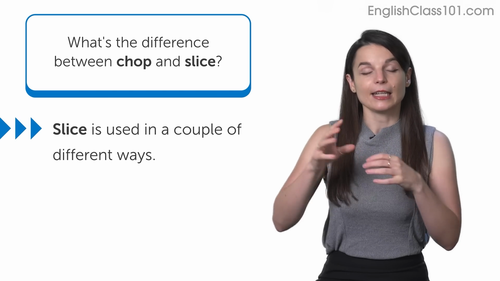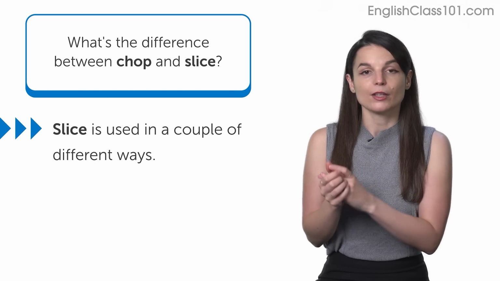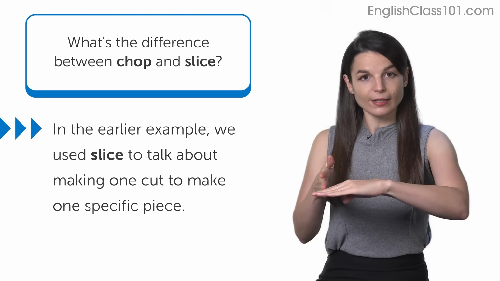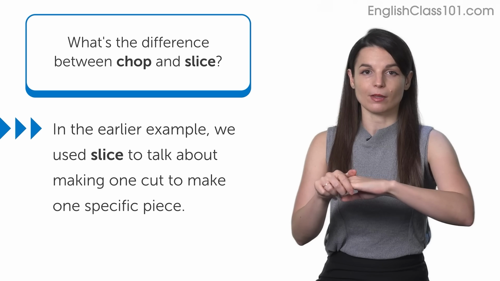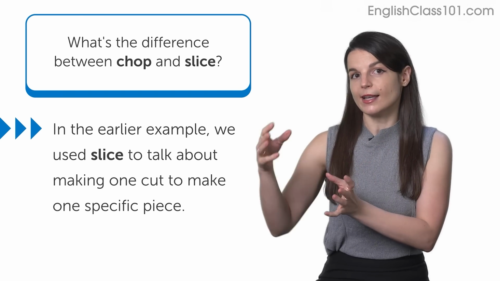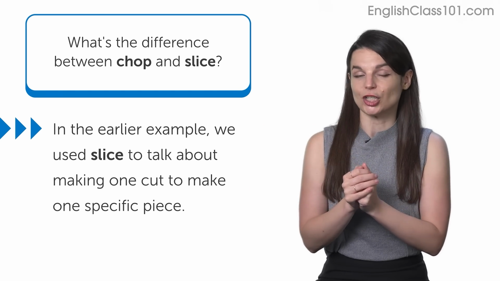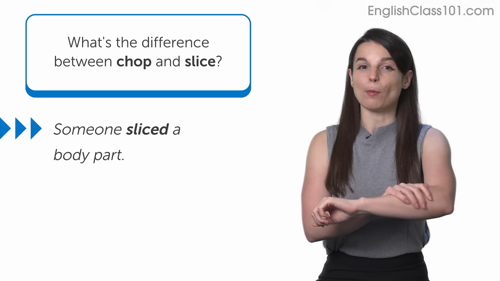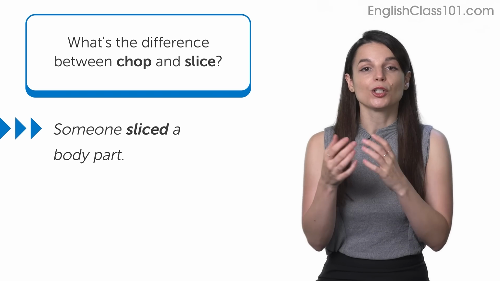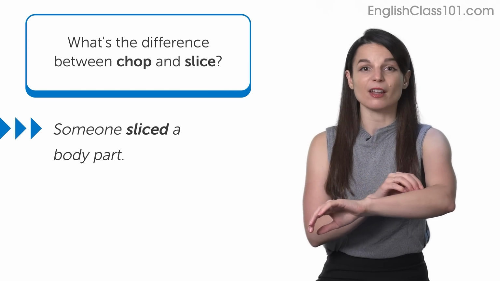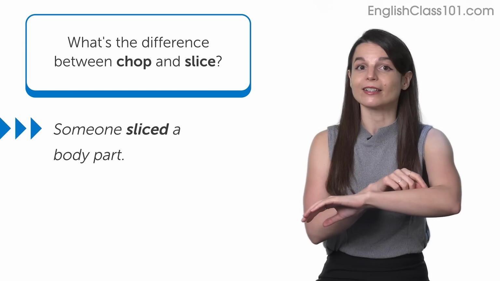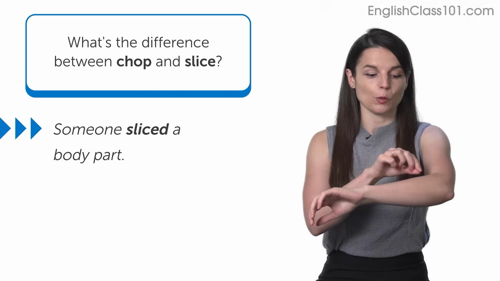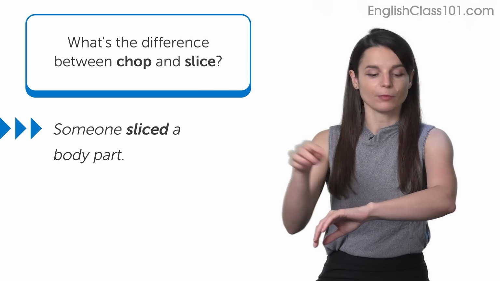Slice, on the other hand, is used in a couple of different ways. So in the earlier example I talked about, we used slice to make one cut and create one piece from something with a knife. So we can use slice in similar ways outside the kitchen as well. You might hear, for example, that someone sliced a body part. So we might use this to talk about using a knife or maybe another very sharp object to cut our skin. Again, the same idea holds true here. The same idea is true, that with one single motion, we cut our skin.